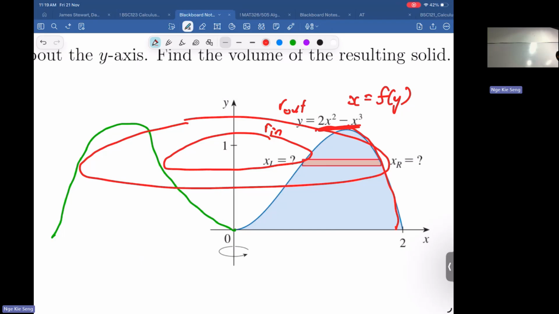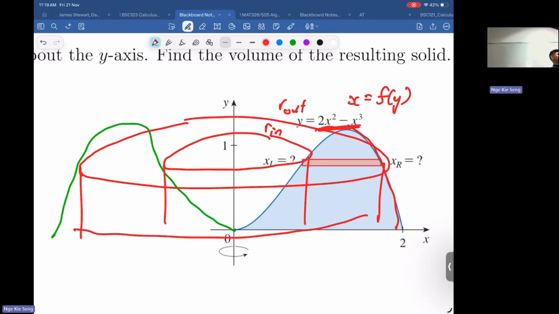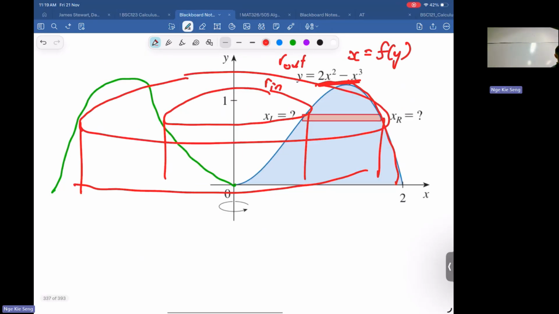So instead, we're going to use the cylindrical shell to solve it. Instead of using the disk, we will use the cylindrical shell. Okay, so how do we use the cylindrical shell here? You need to be able to see the cylinder here. So what's the cylinder here? What's the radius?